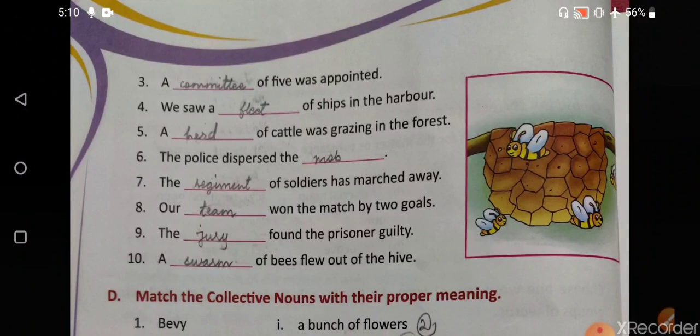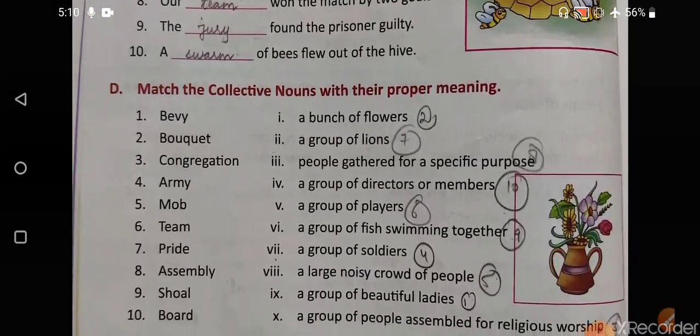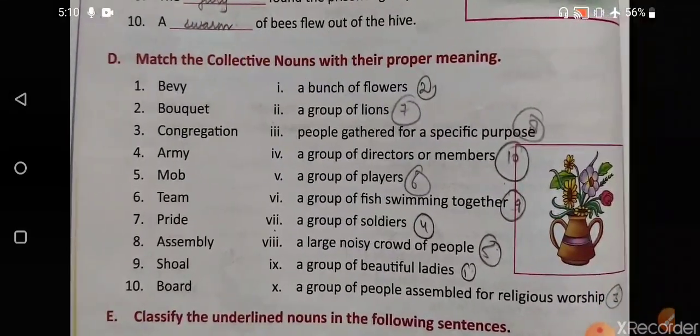The police dispersed the mob. The regiment of soldiers has marched away. Our team won the match by 2 goals. The jury found the prisoner guilty. A swarm of bees flew out of the hive. Coming on to the next exercise. Match the collective nouns with their proper meaning. So we have to match the following with the proper meaning. These are collective nouns. Okay.